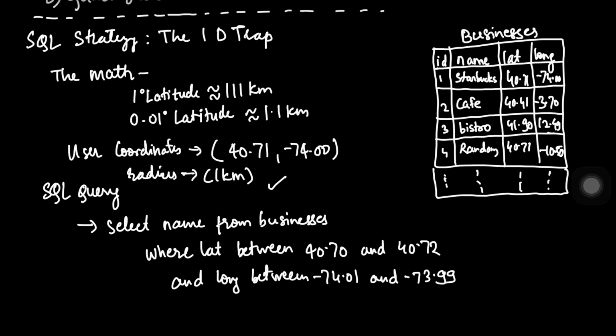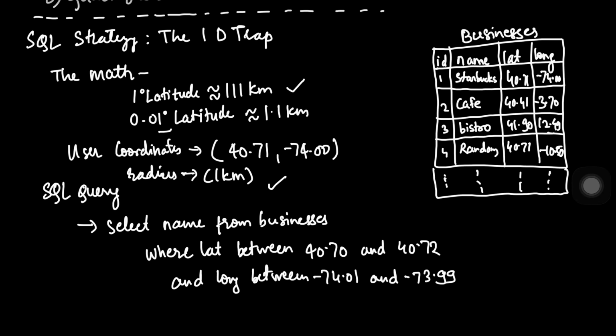All right, now let's move on to the SQL strategy, and I'll also tell you the reason why I'm calling it a 1D trap. Okay, to write a query, we first have to speak the database's language. Our user gives us a radius in kilometers, but our database stores the locations in coordinates. So how do we bridge that gap? On our planet, 1 degree of latitude is approximately equal to 111 kilometers. So if we want to find a 1 kilometer radius, we simply divide 1 by 111, which gives us approximately 0.01 latitude. This is our magic number now.